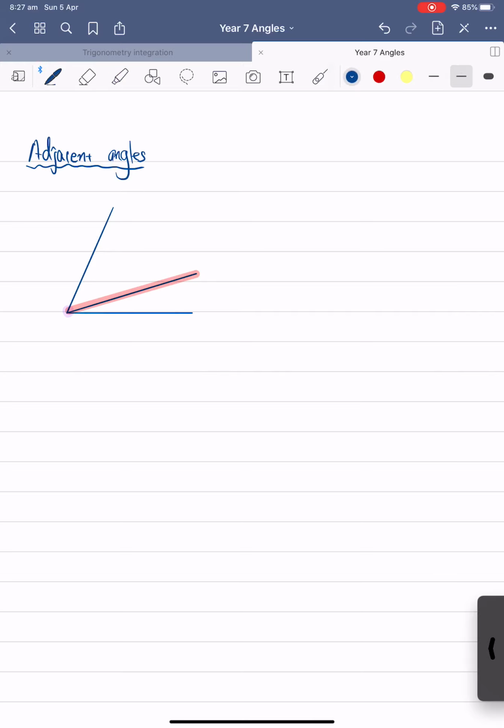If we label this as A, B, C, and D, then we've got two angles. We call the first angle ABC, and we call the other angle CBD. These two angles are adjacent angles. So angle ABC and angle CBD are adjacent angles, which means they are next to each other.